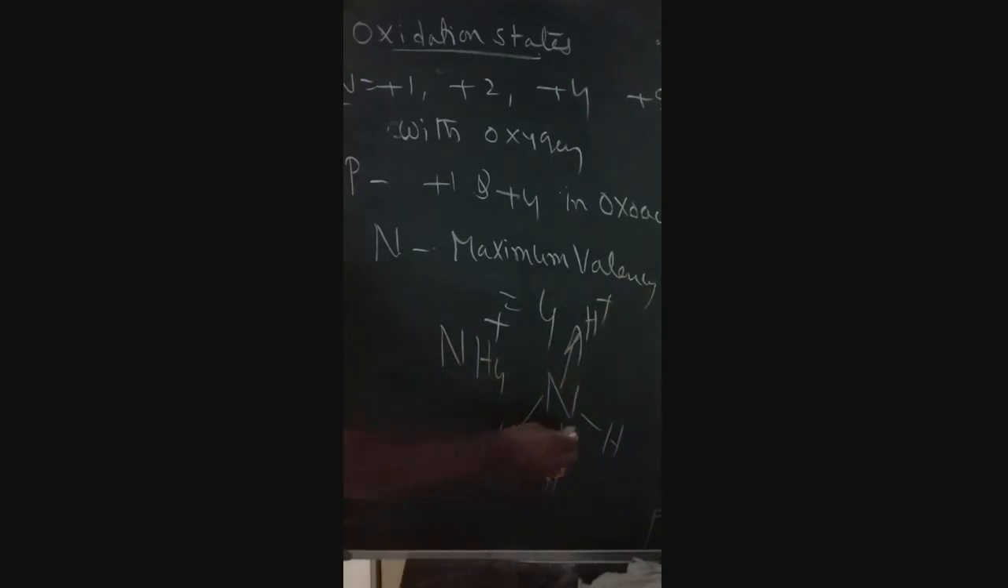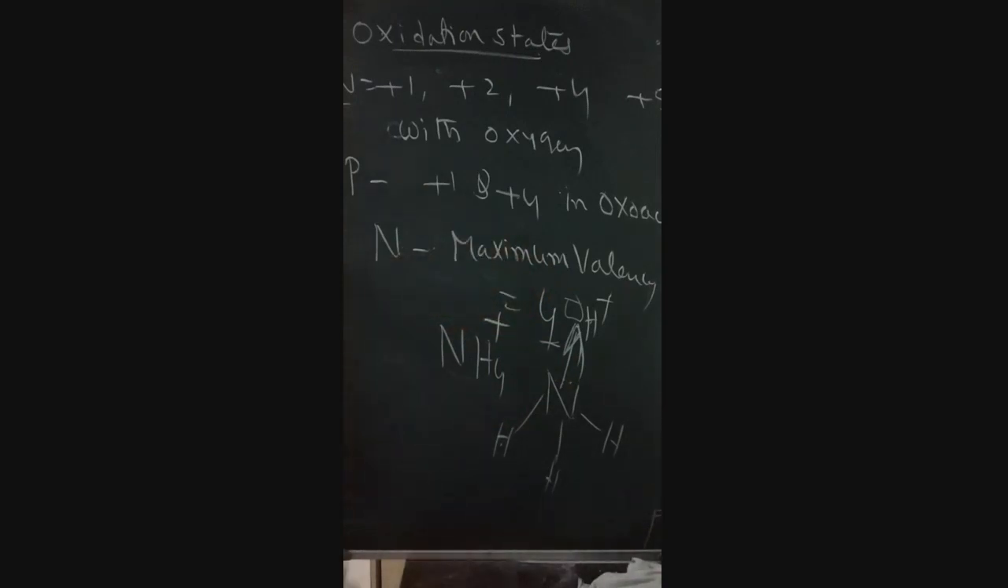These 3 are covalent bonds, and this one is called a dative bond. It is nothing but the lone pair of electrons of nitrogen donated to the H plus ion. The H plus ion has a completely vacant orbital. That's why the nitrogen element exhibits a maximum valency of 4 only. But the other elements exhibit valency up to 5.